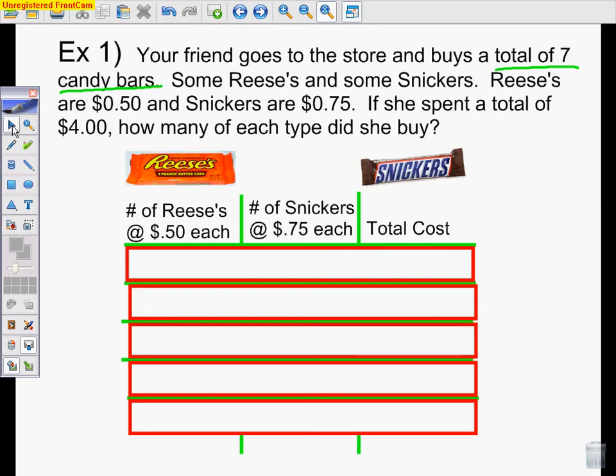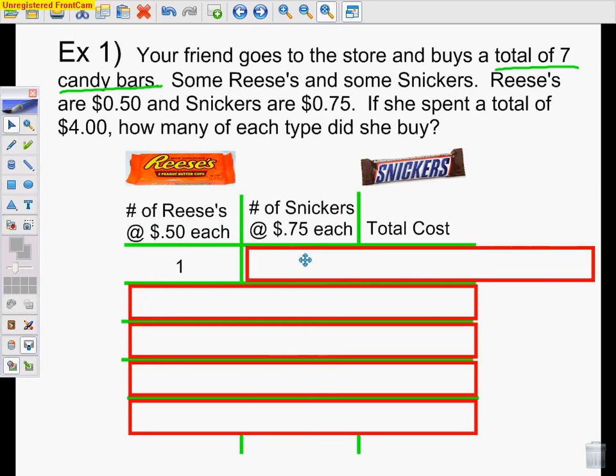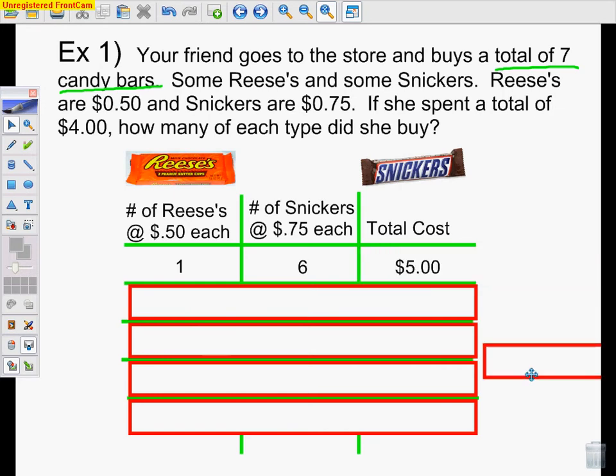So if your friend buys 1 Reese's, how many Snickers did she have to buy? 6, because we bought a total of 7. Now, Reese's are 50 cents each, and Snickers are 75 cents each. That total cost would come up to $5. We know that this couldn't be the right answer because we didn't spend $5. We spent $4. So it couldn't have been that combination. And then we could keep on trying.